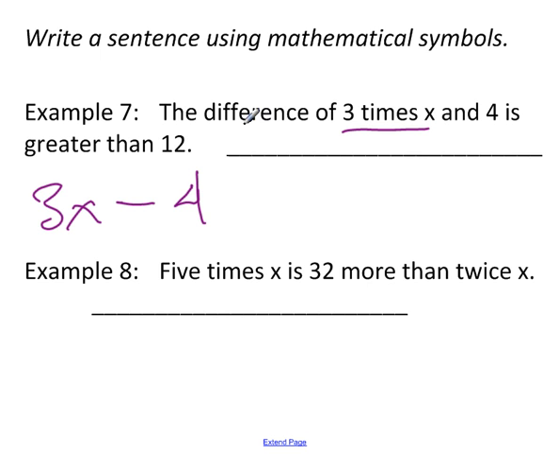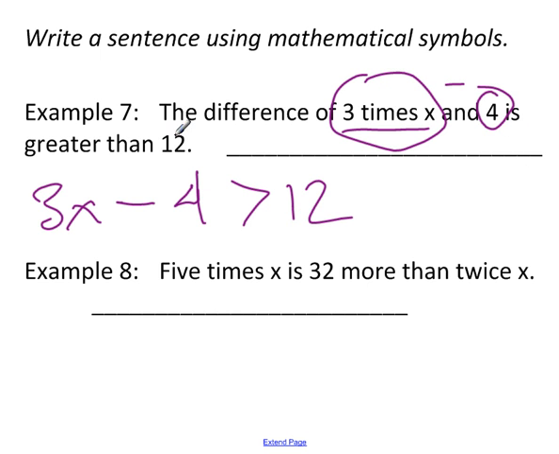So whenever it says the quotient of, the sum of, the difference of, whenever it says those types of things, the and is always kind of splitting this thing and this thing, and we put our subtraction sign in the middle. So 3x minus 4 is greater than, that's this symbol, 12. So 3x minus 4 is greater than 12. Alright, 5 times x is, so that means 5x equals 32 more than, so I'm going to take something and add 32 to it, more than twice x, that's 2x. There you go.